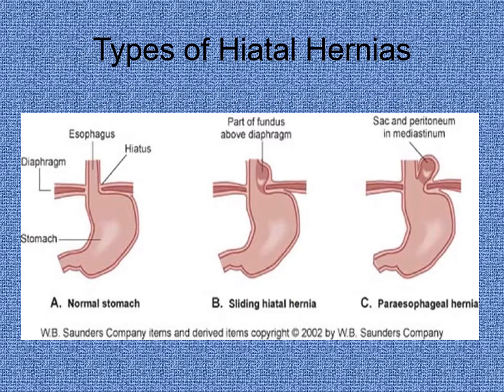These are types of hernias. Your normal stomach is on the left, picture A. Picture B shows you a sliding hiatal hernia, usually positional. And then you see the paraesophageal hernia, where you have a persistent sac and peritoneum in the mediastinum. Also, this type of condition can put a lot of pressure on the left lung and cause people to feel like they have a respiratory problem because of that pressure on the left lung.